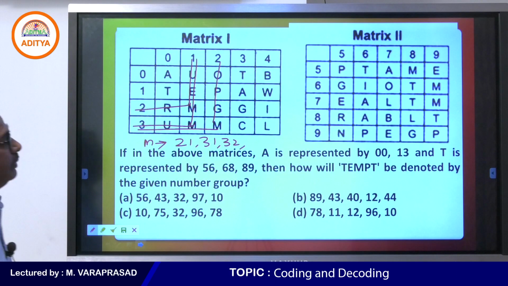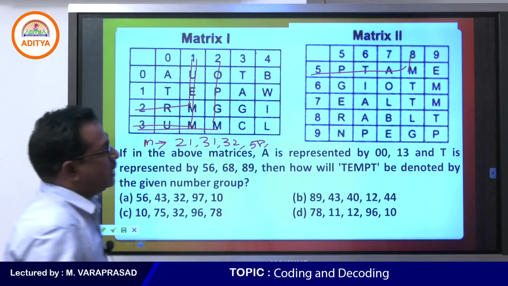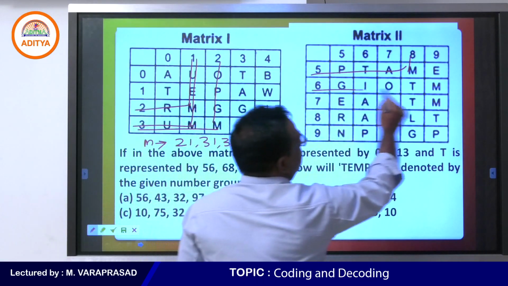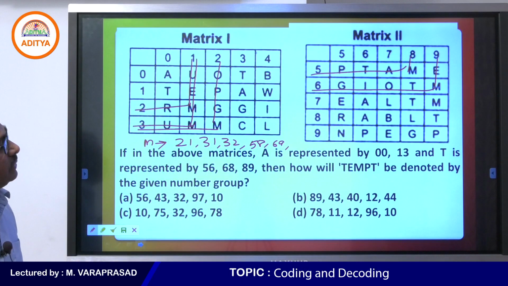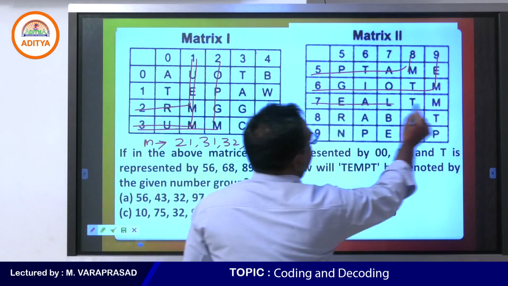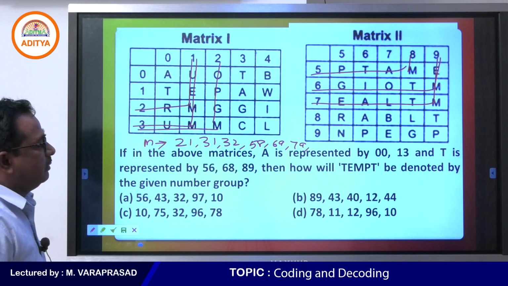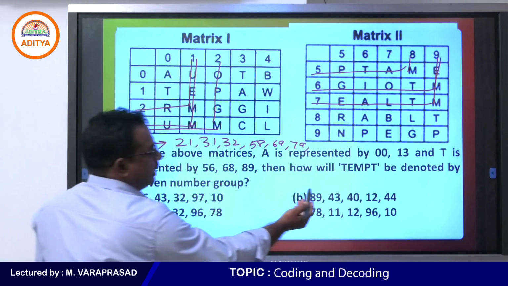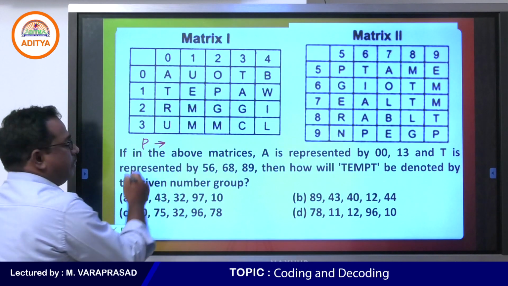If you take M, here 58, M can be 58. Next one, 69, M can be 69. Next one, M can be 79. Next one, M, that's all. If you take another one, here P, how will you code P?